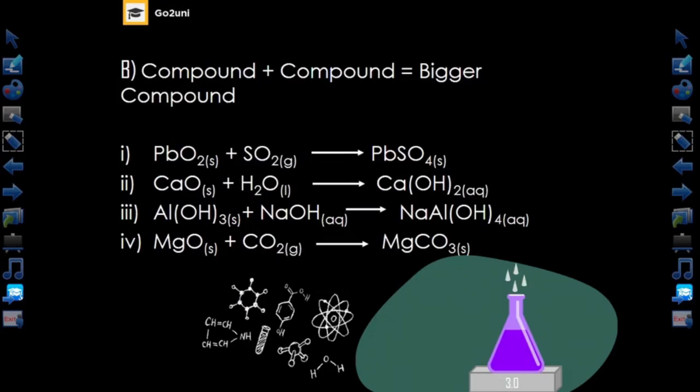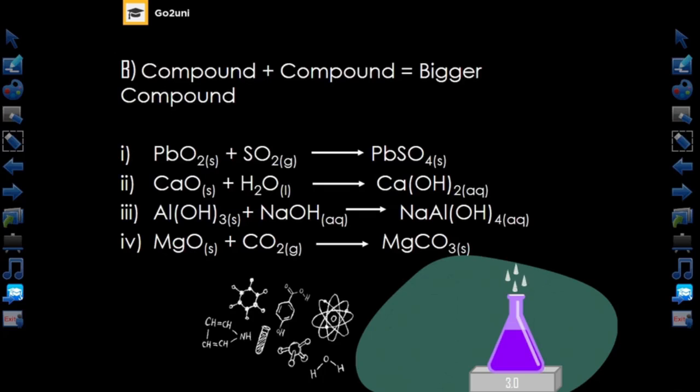We have the next type of combination reaction, which is between compounds. When two or more compounds come together, they give a bigger compound. Good example is, as we can see displayed, we have lead 4 oxide plus sulfur 4 oxide to give PbSO4, that is lead sulfate. In the next equation, we have calcium oxide reacting with water. That is, when calcium oxide is being slaked, it gives the slaked lime, that is calcium hydroxide.